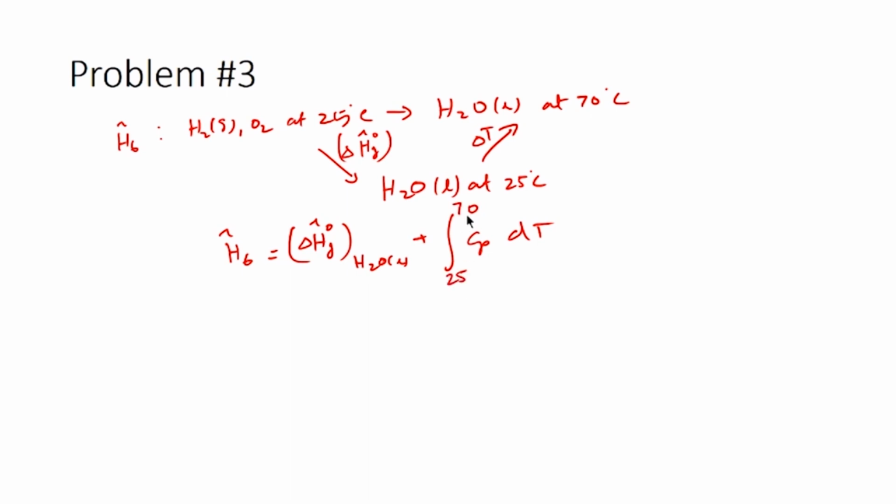So, using the value for Cp for water, you would be able to get this value for H6 cap as minus 282.45 kilojoules per mole. So, the Cp for water would be 0.0754 kilojoules per mole degree Celsius. So, using that we have been able to calculate H6 cap. Now that we have calculated all the enthalpy values, let us go ahead and fill the enthalpy table.